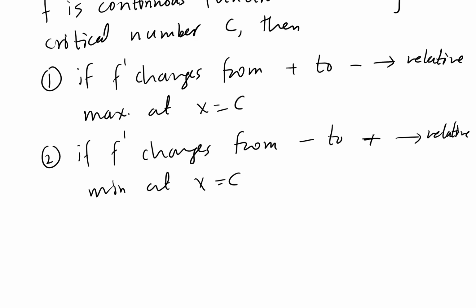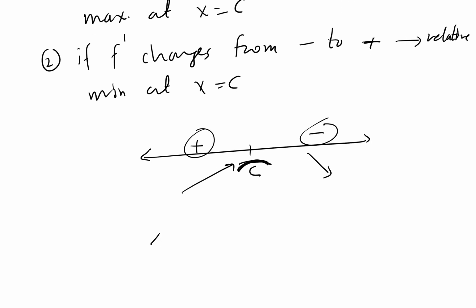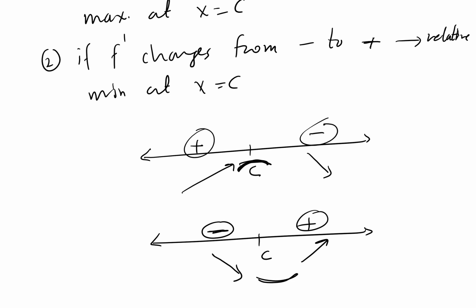So if you want to see on the graph what it means, let's say this is c, with plus and minus. So it's going up, going down. If it changes from positive to negative, there's a max here. As it goes up then down, there's a relative max. Same way for the next case: if there's a minus and plus around c, so it changes sign from negative to positive, there's a relative min at x equals c.